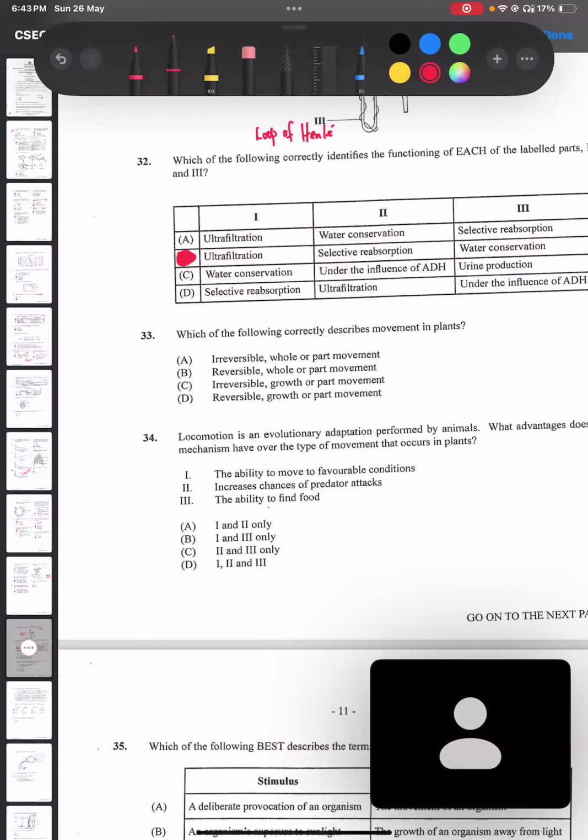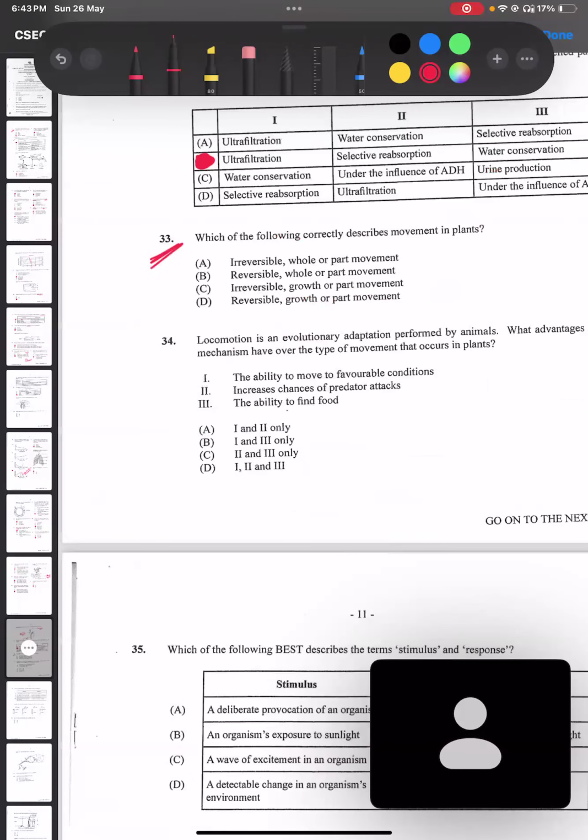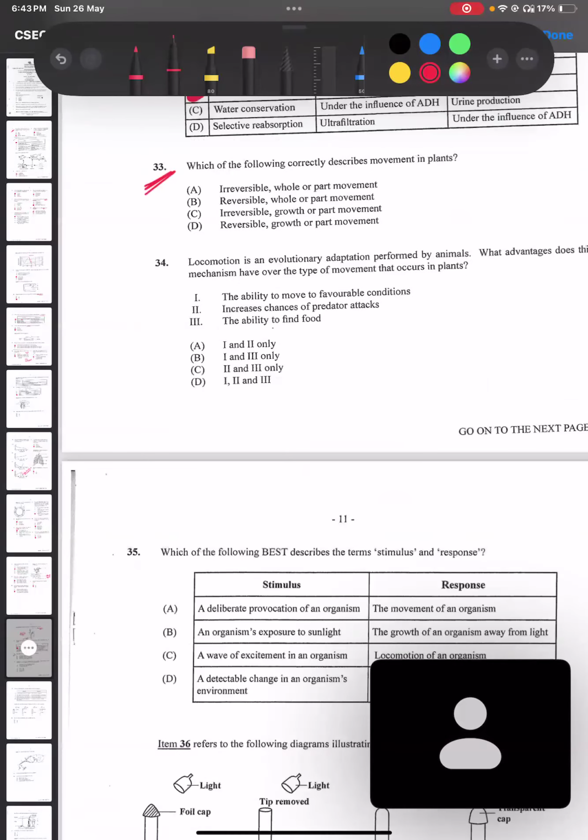Question 33. We had said we're going to go back to that, so I'll cross-reference it and let you guys know. The answer is C for now. Again, I'll check it and let you guys know which answer we will use. Then it asks for locomotion. We've seen this question already. So what's our answer for 34?